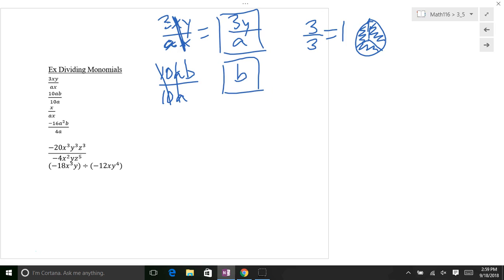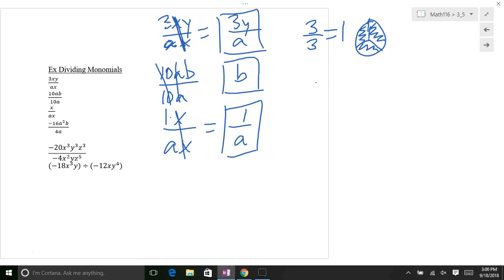Next one, you've got x over ax. Again, the x's cancel. And what's in front of the x? What's the coefficient there? That's a 1 right there. So you've got to write that at the end as 1 over a. You've got to leave that numerator up. You've got to leave something up there for the numerator. It's not a 0 at the top, because 0 divided by anything is 0. So you've got to leave that 1 up there.